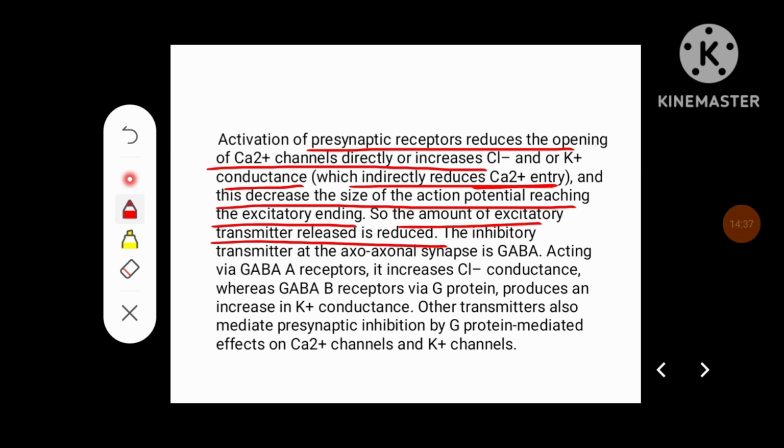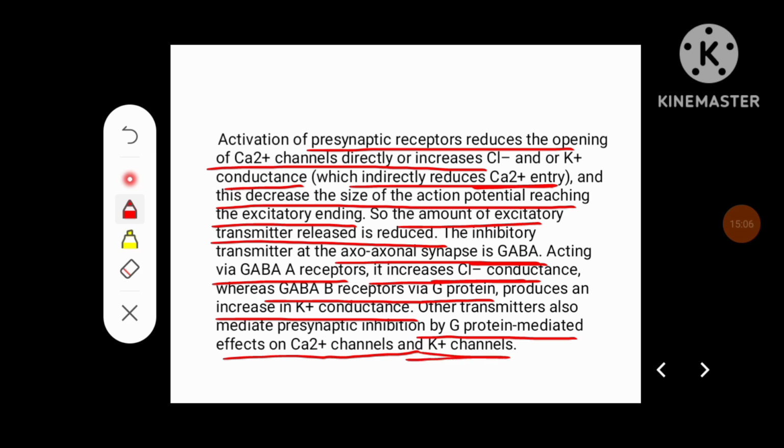The inhibitory transmitter at the axoaxonal synapse is usually GABA. Acting via GABA A receptors, it increases chloride conductance, whereas GABA B receptors, via G protein, produce an increase in potassium conductance. Other transmitters also mediate presynaptic inhibition by G protein mediated effects on calcium channels as well as potassium channels.